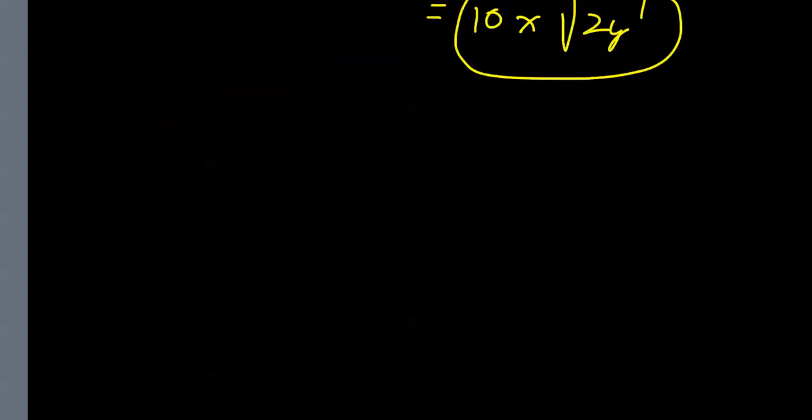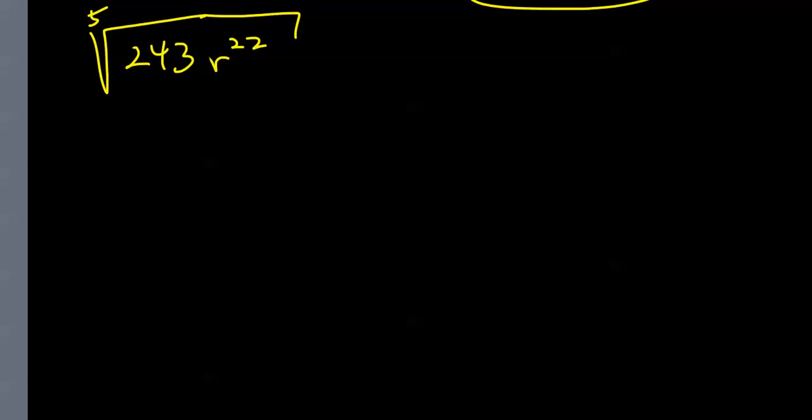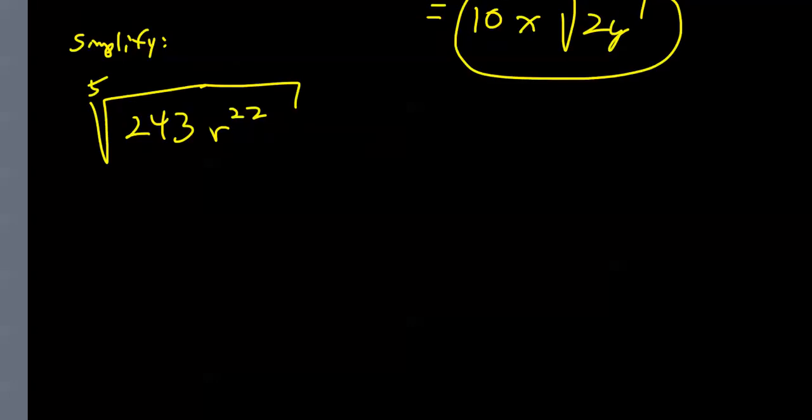Last one. The fifth root of 243 r to the 22nd. Simplify. Now you start getting to these higher order index roots, and sometimes it's a little difficult to find, in this case, perfect fifth powers that are buried in these rather large numbers. But I think 3 to the 5th power is 243.